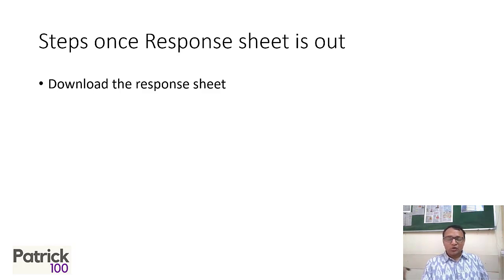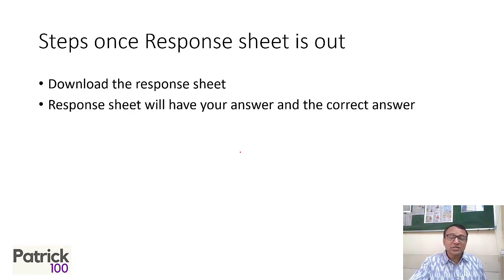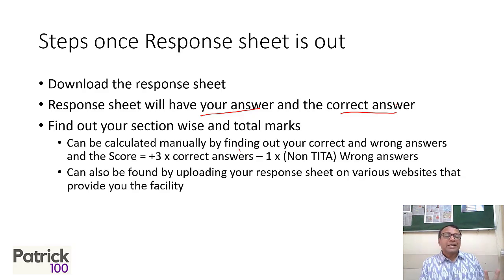Steps once the response sheet is out. First is download your response sheet. Go online, download your response sheet. Once you download it, the response sheet will have all the questions along with your answer and the correct answer. So note it properly: what are your answers, what are the correct answers. Once you have that, then find out your section wise and total marks.